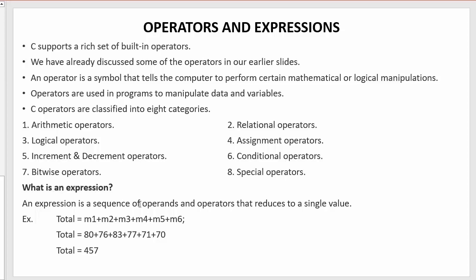An expression is a sequence of operands and operators that reduces to a single value. An expression is just a sequence where operands and operators are combined together to form a single value. As you can see here, this is a sequence of operands as well as operators. m1, m2 to m6 are the operands, and these operands store the values, and this plus is an operator. So now these operands and operators have made a sequence. Then this plus operator makes the addition of the values stored in each of these operands, and it gives us a single value.